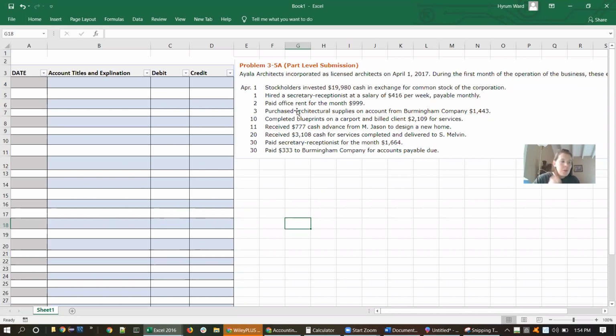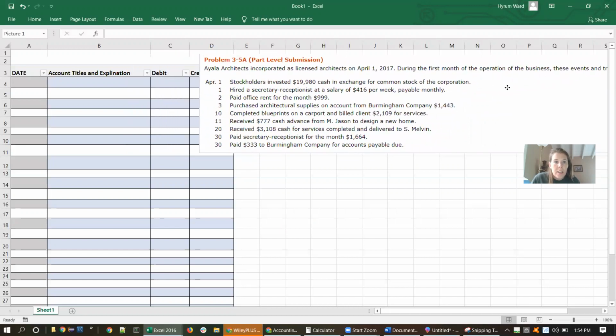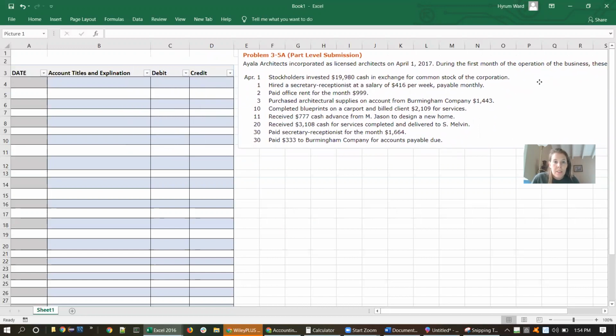It wants us to read the journal entries, post to trial accounts, and prepare a trial balance. So the problem says that Elena Architects Incorporated has licensed architects on April 1st, 2017. During the month of operations of business, these events and transactions occurred. And then it wants us to journal these events and transactions.